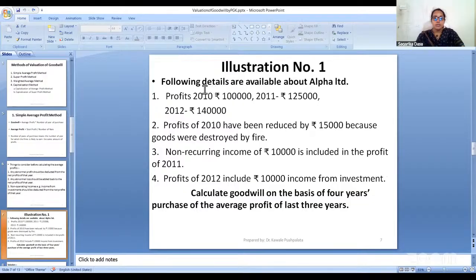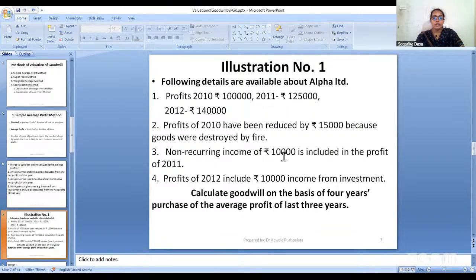Say for example, the following details are available about Alpha Limited. The profit for 2010 is 1 lakh, 2011 is 1 lakh 25,000, and 2012 is 1 lakh 40,000. So the profits for 3 years are given: 1 lakh, 1 lakh 25,000, 1 lakh 40,000. But the profit of 2010 has been reduced by 15,000, destroyed by the fire.